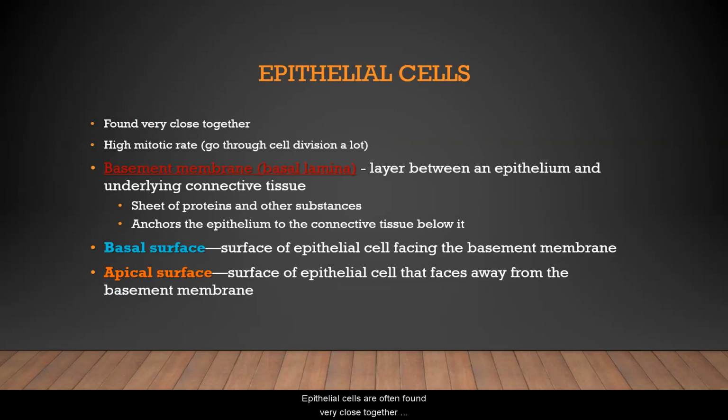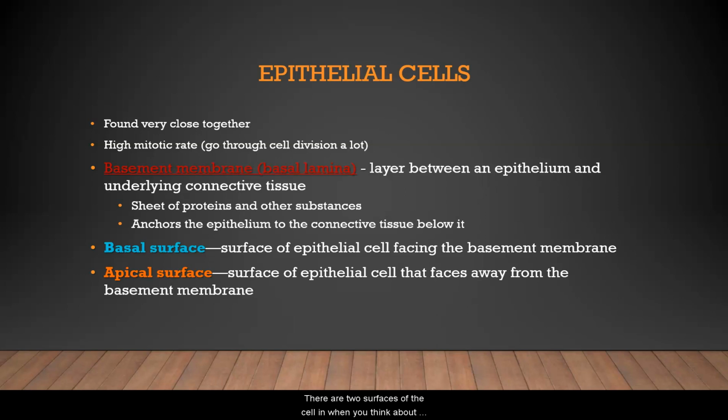Epithelial cells are often found very close together. They have a very high mitotic rate, meaning they go through cell division a lot. And they have what is called a basement membrane, also called a basal lamina, which is the layer between an epithelium and the underlying connective tissue. The basal lamina is a sheet of proteins and other substances, collagen and things of that nature, that anchors the epithelium to the connective tissue below it.